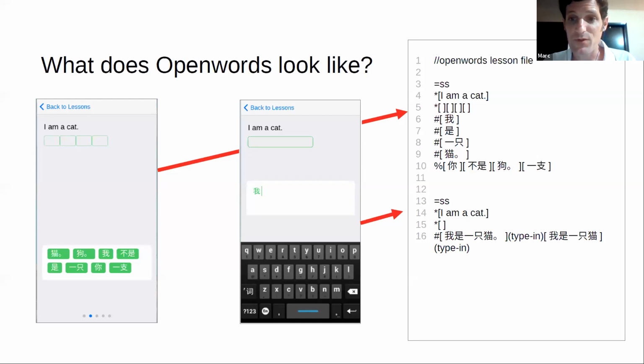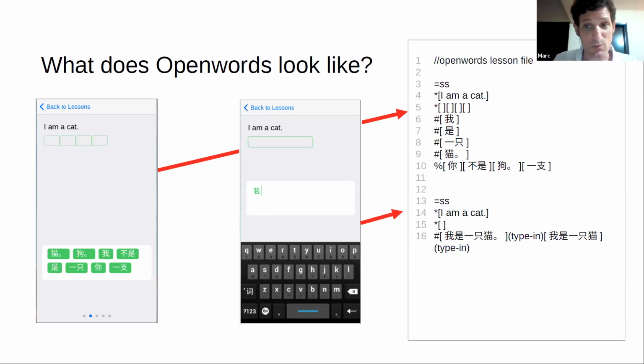Here, the Openwords markup language, which is the text file on the right, specifies that the learner is going to recall the correct answer rather than recognize it, and they'll be doing that by typing in. So there's an attachment called type in on line 16 attached to the correct answer. There are actually two correct answers there. Both work. No need to get too much into the details, but there's a relatively simple text representation of what you end up seeing in the display as a learner.